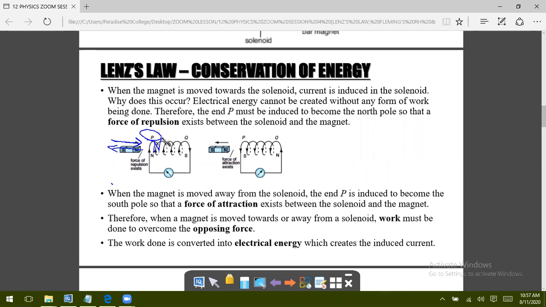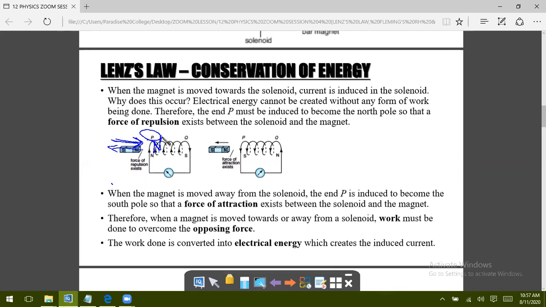All right, that is the first part. When the North pole is brought closer, then this end has to be the North pole to push it away. That will help you to identify the current direction using the right hand grip.